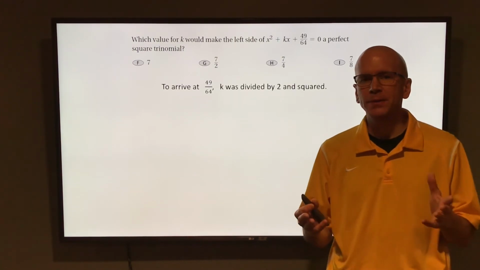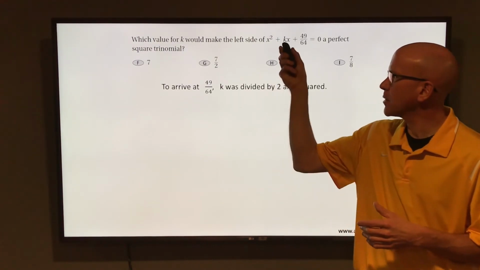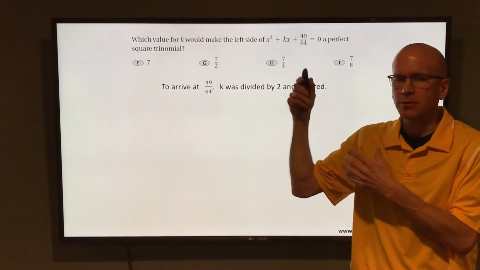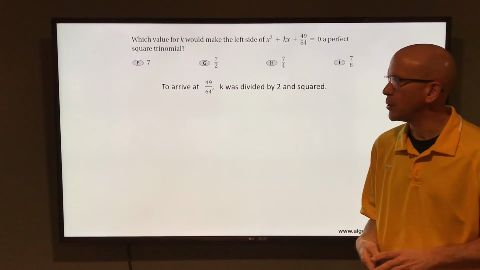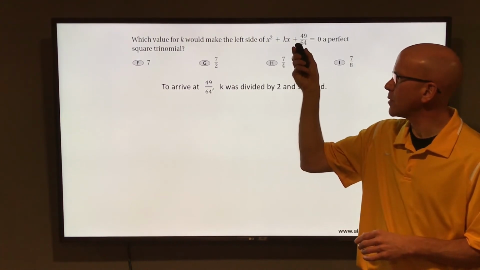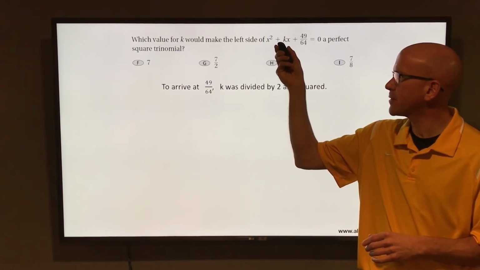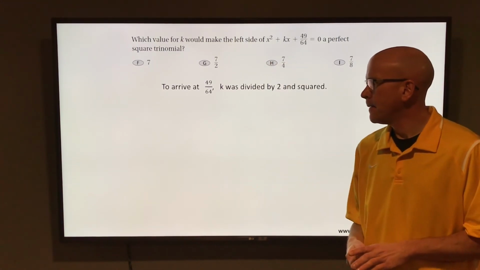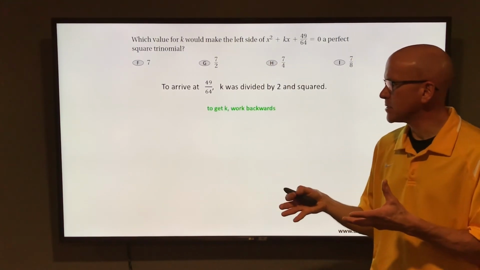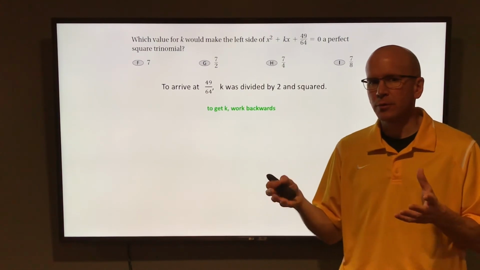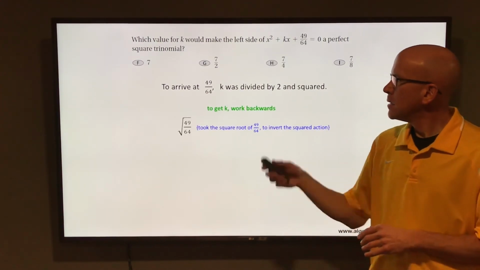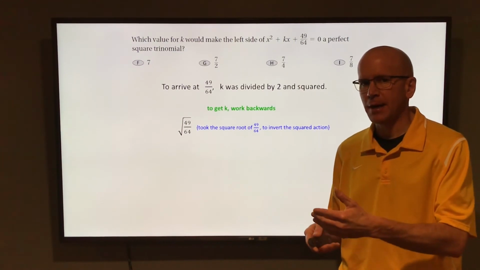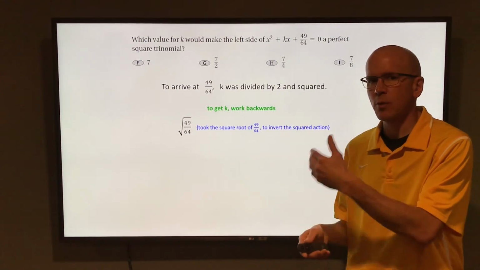When you complete the square, you take half of the coefficient of x, you square it, and you add it to both sides when you solve a quadratic equation by completing the square. So to get that 49 over 64, we took half of k, squared it, and added it. So to get what k is, we need to work backwards through those steps. To get that 49 over 64, remember, we took half of the coefficient of x, squared it, and added it.